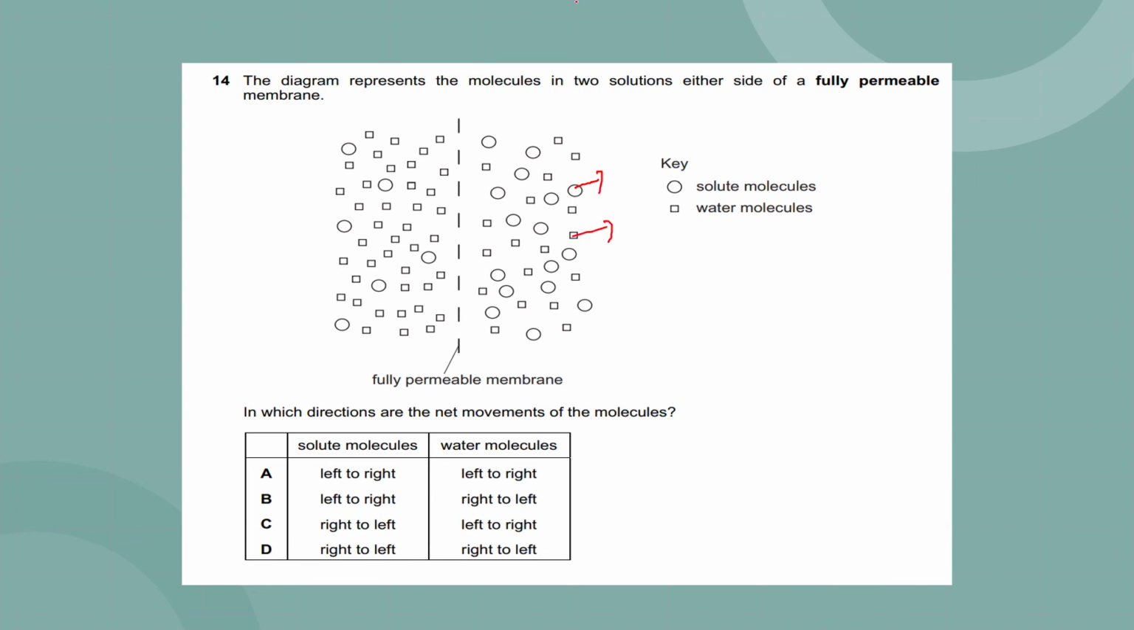In which directions are the net movements of the molecules? So this is a tricky question. There are more water molecules over here, so it will move from high concentration to low concentration. So water molecules will move from left to right. So it can't be right to left. Okay, cool. So there are more solute particles on the right than the left, so these will move from right to left. So your correct option would be C.